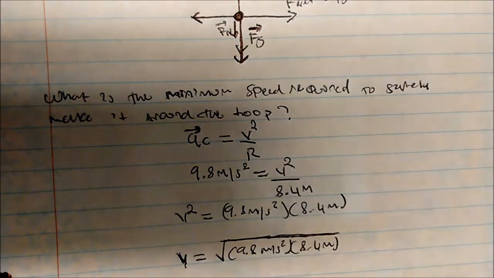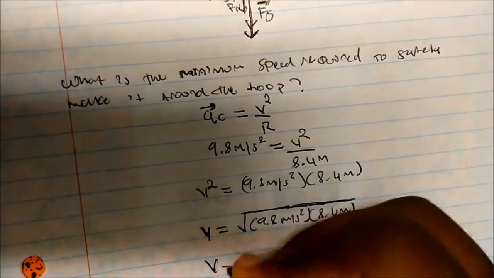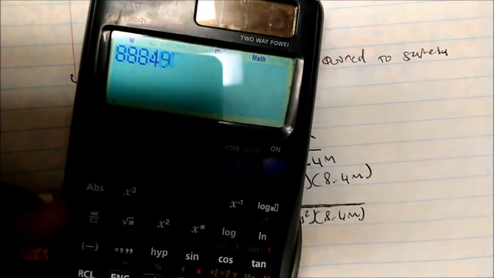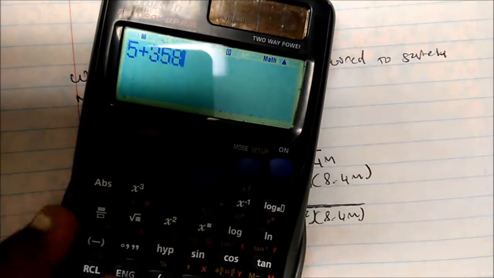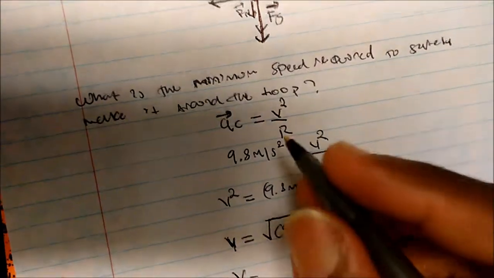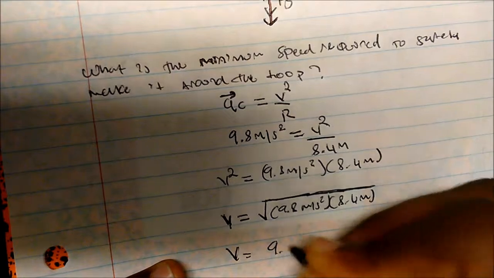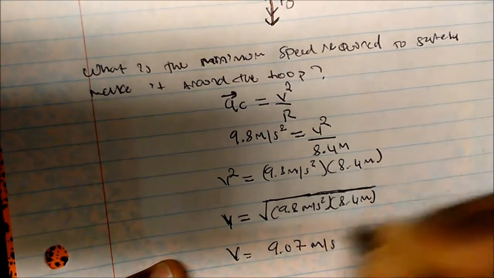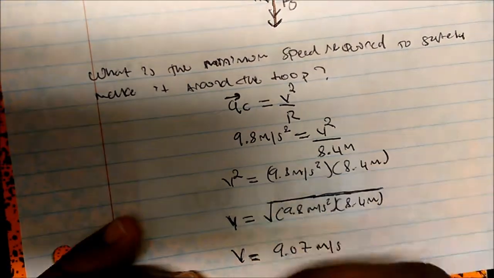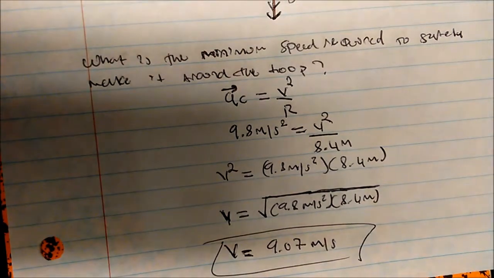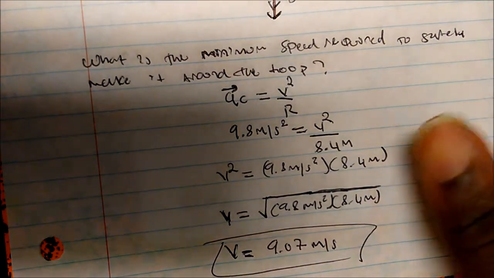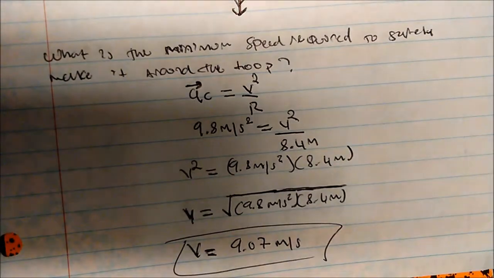And so if I plug that into my calculator, I get 9.07 meters per second. And so again, this is how we would know what the minimum speed we need to travel at in order for us to safely make it around the loop.